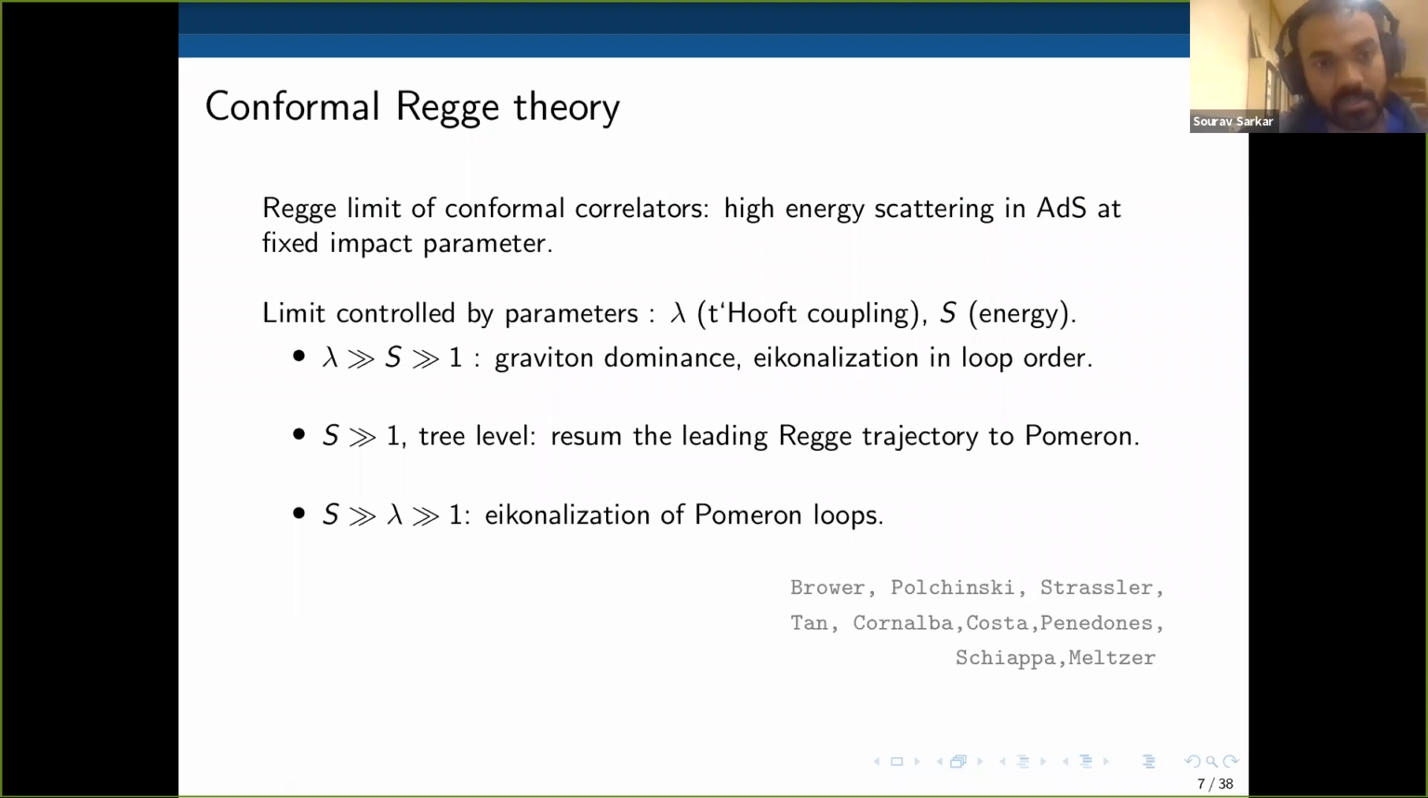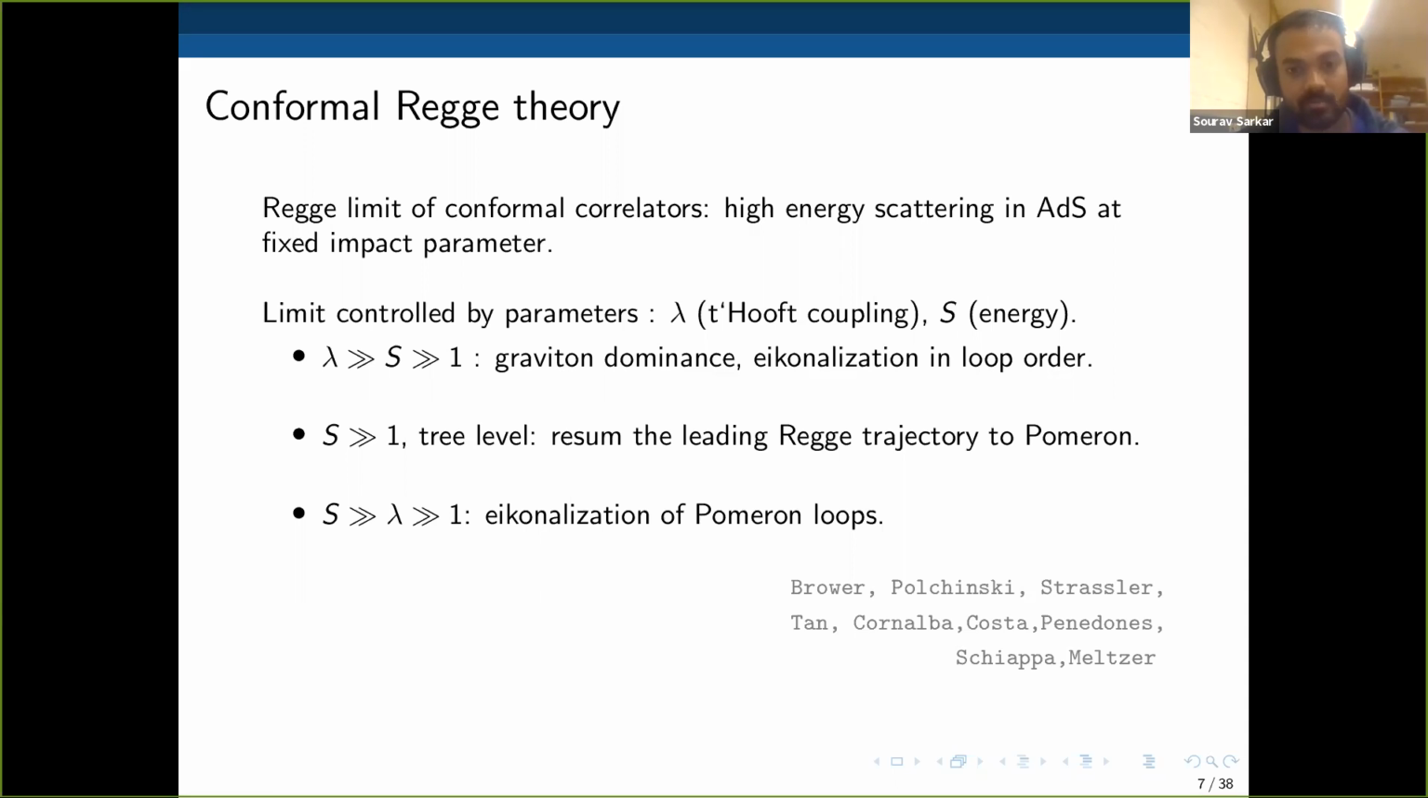Okay, so the next topic that we'll deal with is conformal Regge theory. This is a particular kinematic limit of conformal correlators, and it corresponds to high energy scattering in the bulk AdS theory at fixed impact parameter. So I'll go into what these things are in more detail later.